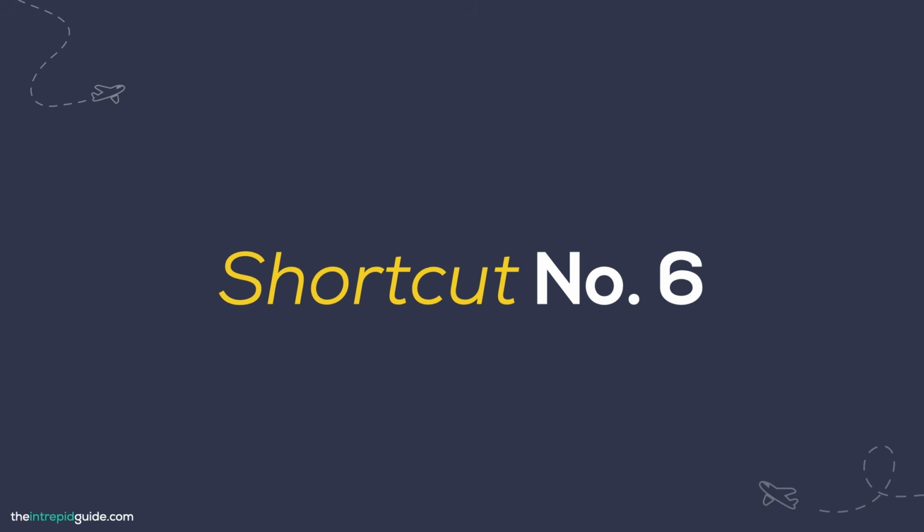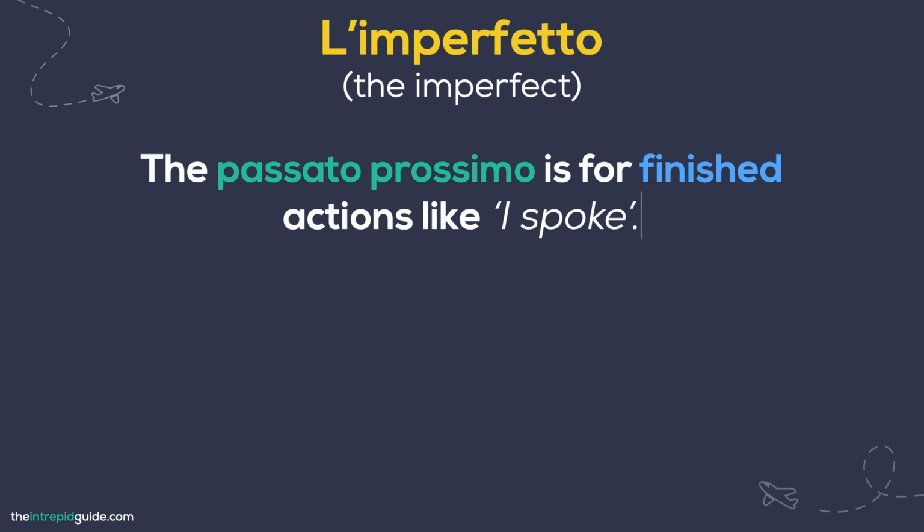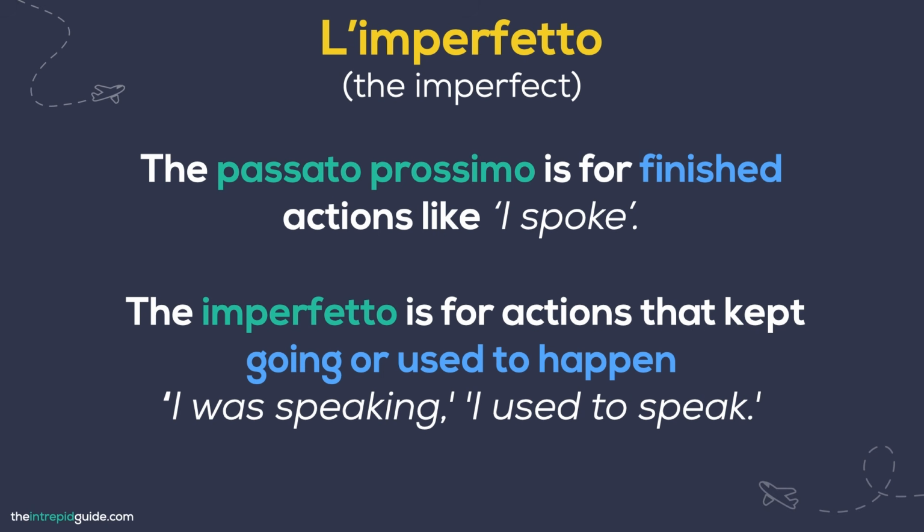Now let's move on to pattern shortcut number 6. Now this is probably the simplest of them all, and it affects the imperfecto. This is the second past tense that you usually learn in Italian, but it does a different job from the passato prossimo that we learned in shortcut 3. The passato prossimo is for finished actions like I spoke. The imperfecto is for actions that kept going or used to happen continually in the past. For example, I was speaking or I used to speak.